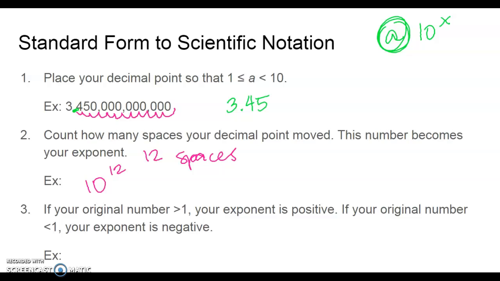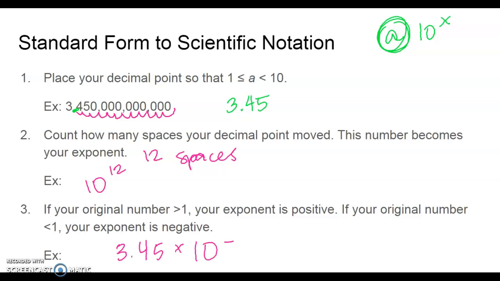So there's a couple ways to figure this out. The first way is if my original number was larger than 1, then my exponent is positive. So in this case, 3,450,000,000,000 is much larger than 1, so I know that my exponent is going to be positive.